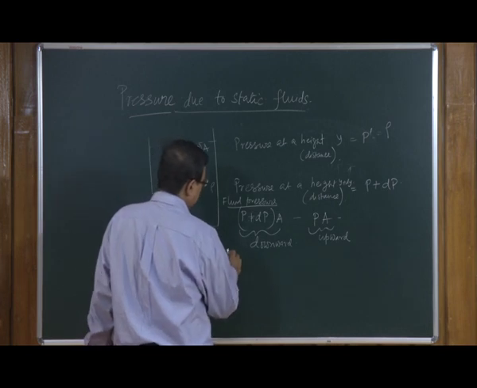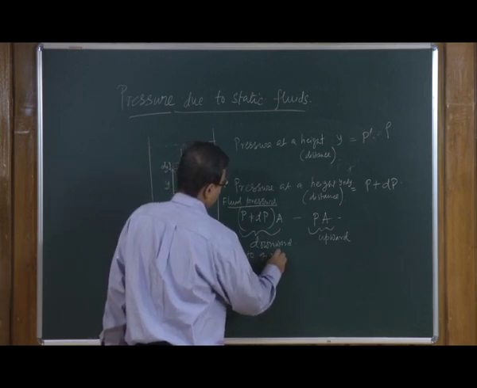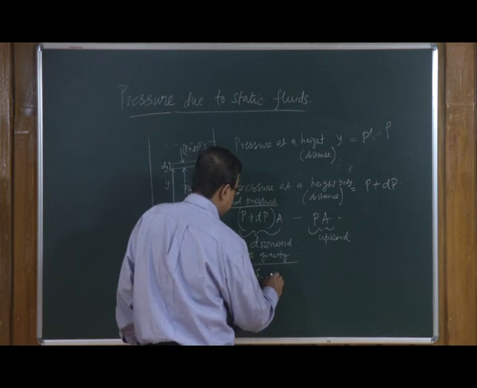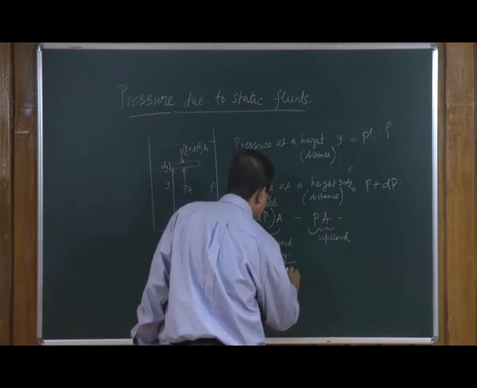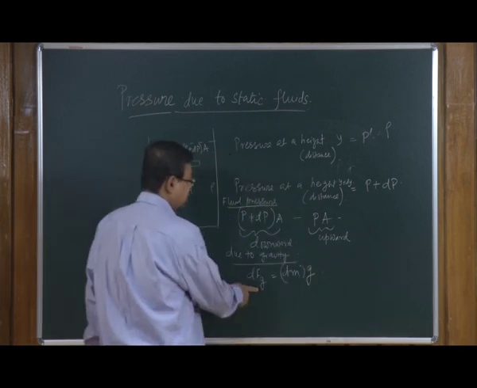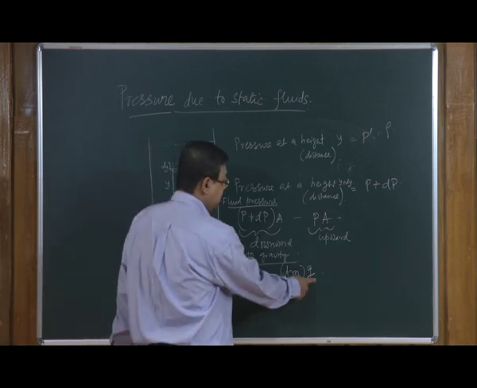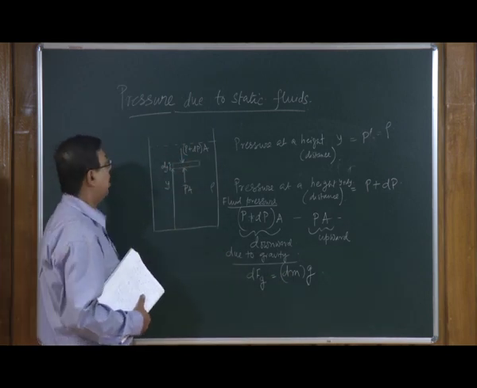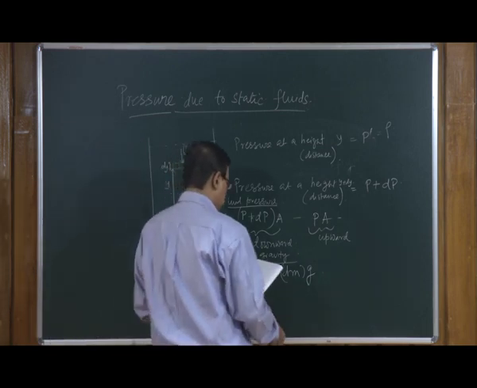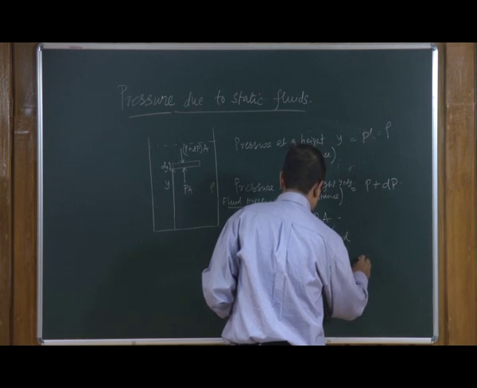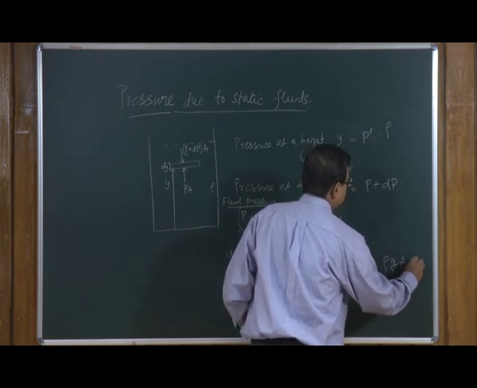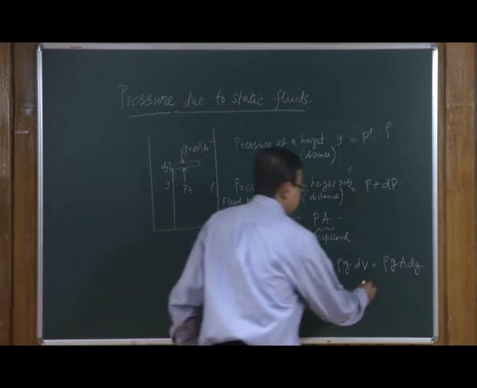There is also the weight of the liquid. So, let us write it as due to gravity, dF_g, which is equal to dm into g. So, this g subscript stands for gravity and this g stands for acceleration due to gravity. So, dm is the mass of this disc of the liquid, and this is equal to rho dV times g, which is equal to rho g A dy. So, again this is acting downward.